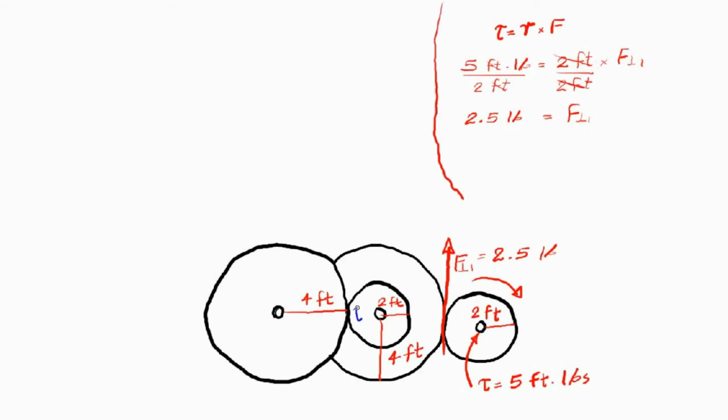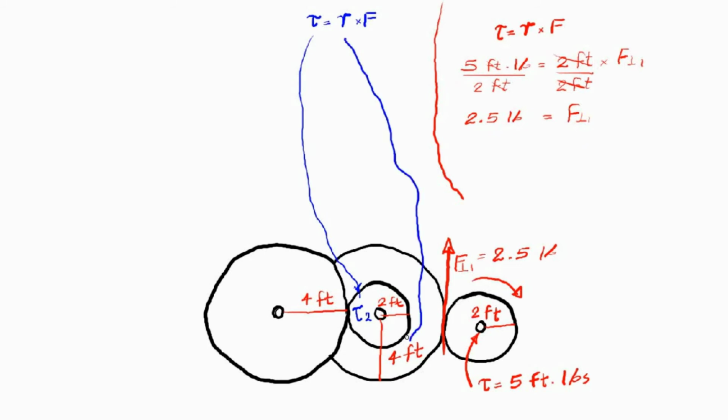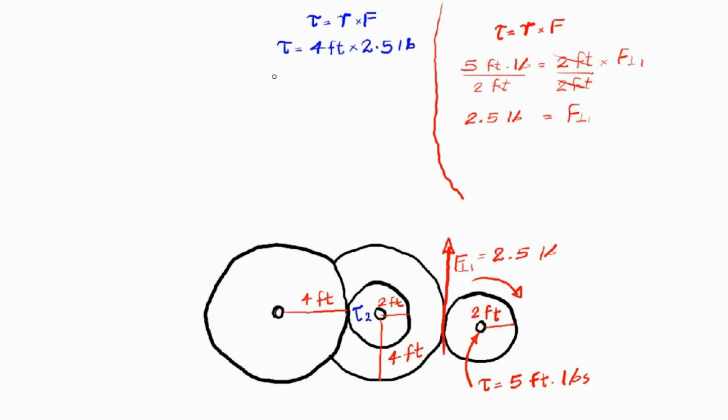Now we can find out the torque in the second wheel. Let's call it torque 2. So we need to find torque 2. We know the radius, we know the force. So torque equals 4 feet times 2.5 pounds. So torque 2 equals 10 feet-pound. This is torque 2. We can see the increase of the torque.